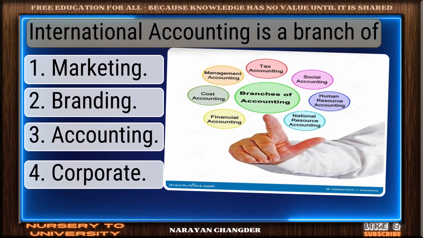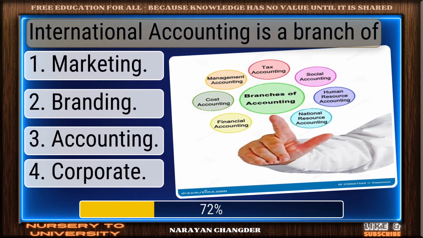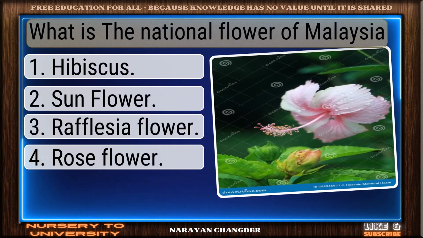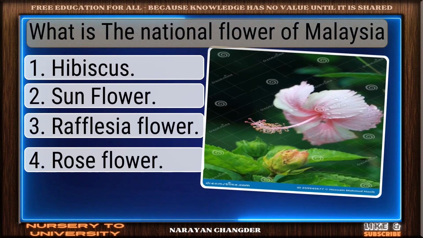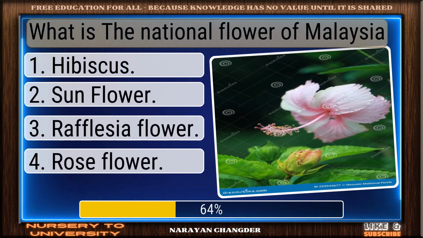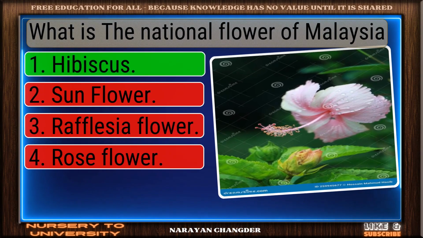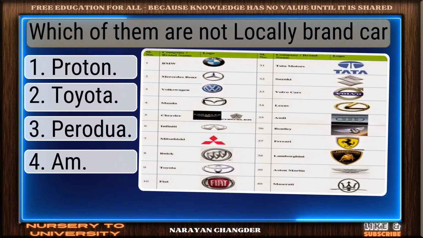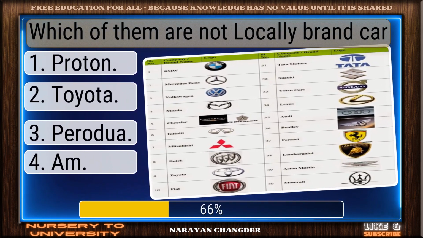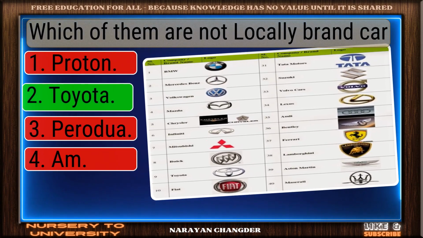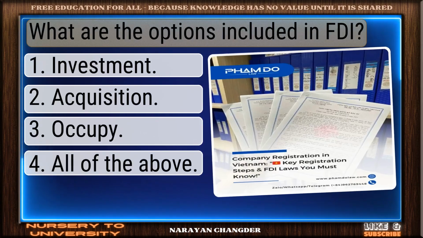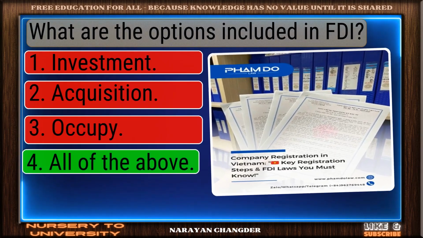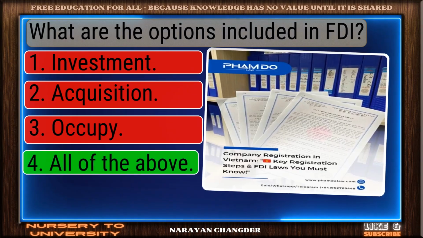International accounting is a branch of. Good thinking. Accounting is the right answer. What is the national flower of Malaysia? Well reasoned. Hibiscus is the correct choice. Which of them are not locally made brand cars? Smart pick. Toyota is the correct choice. What are the options included in FDI? Well done. All of the above is the right choice.